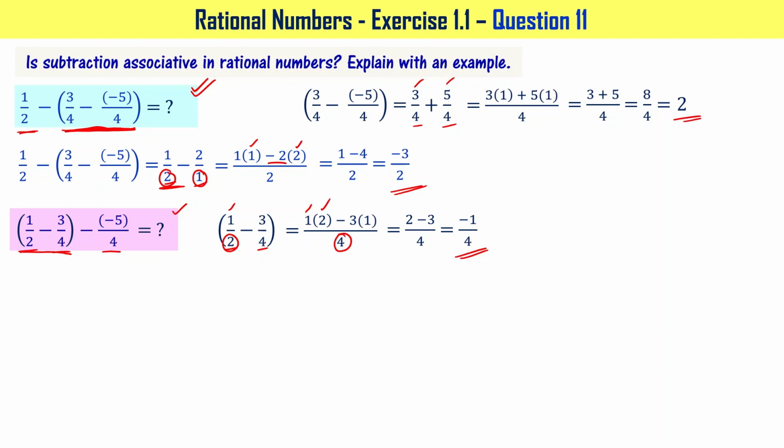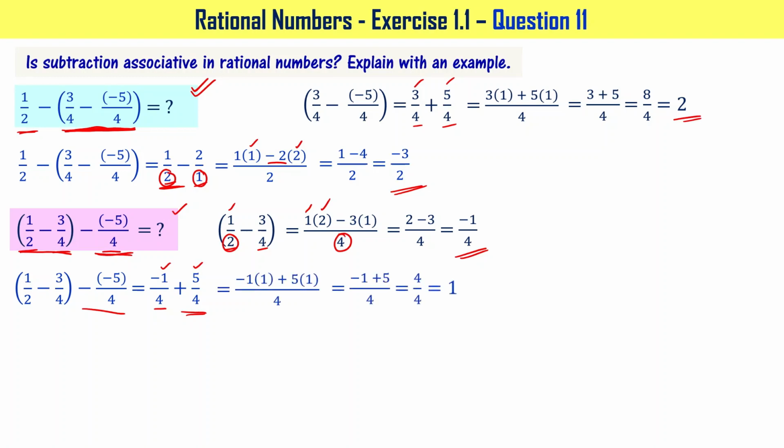Now from minus 1 by 4, we want to subtract minus 5 by 4. Minus 1 by 4 minus of minus 5 by 4 becomes plus 5 by 4, right? You have minus 1 by 4 plus 5 by 4. Since the denominators are the same, we can add the numerators, minus 1 plus 5. That becomes the numerator. And the denominator is 4. So minus 1 plus 5 is 4 divided by 4, that is equal to 1, right?